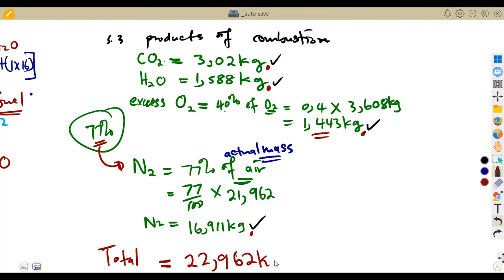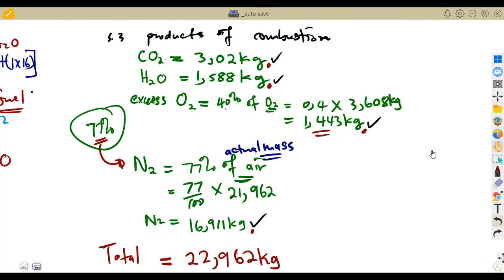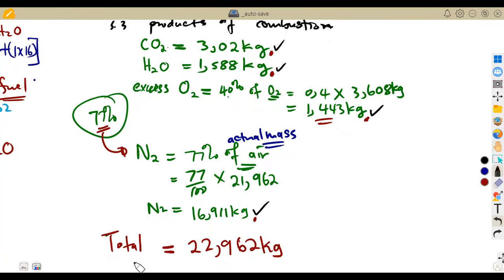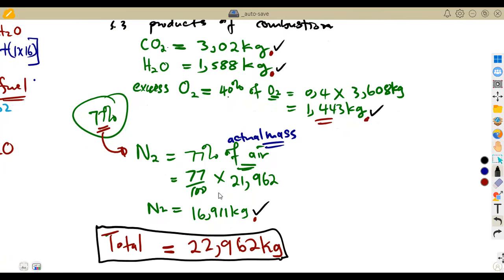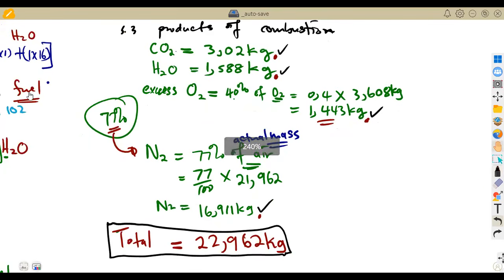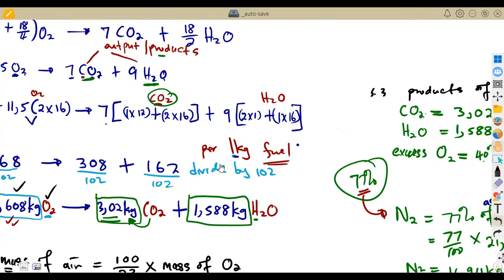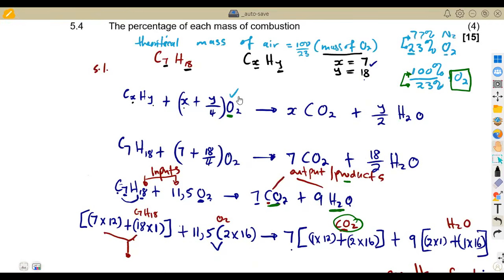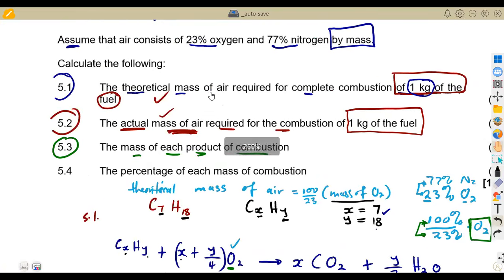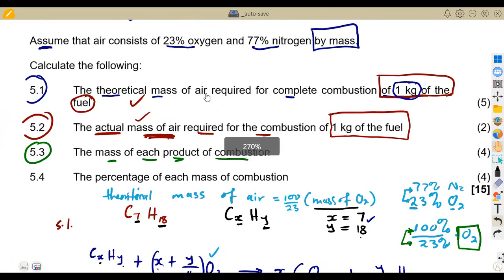So I want you to add properly these values. This is what you're going to obtain as a total. So that is the total of everything that we have there as the product in terms of what? Mass, or of any product that you're given. You have to take each product accordingly.